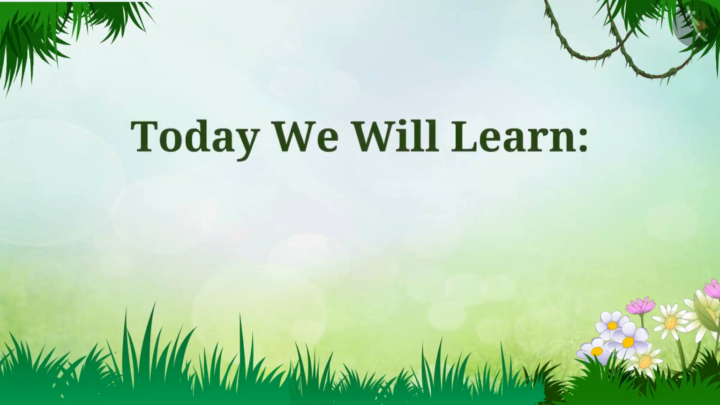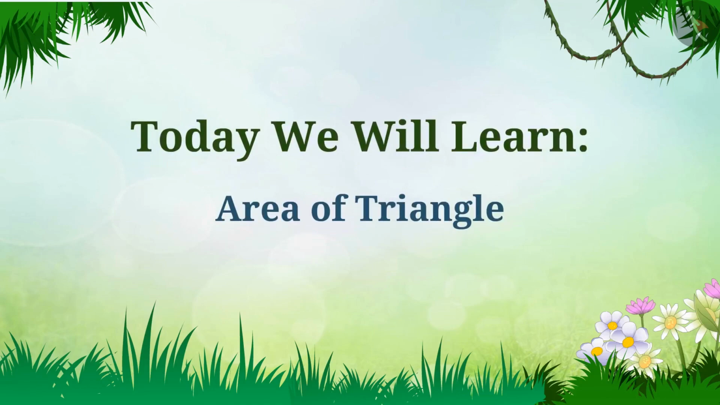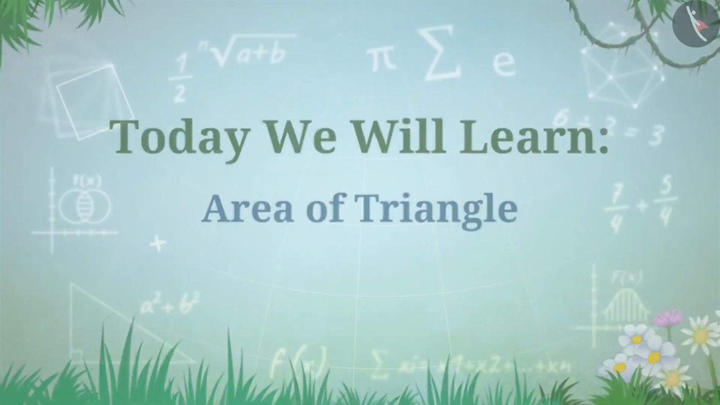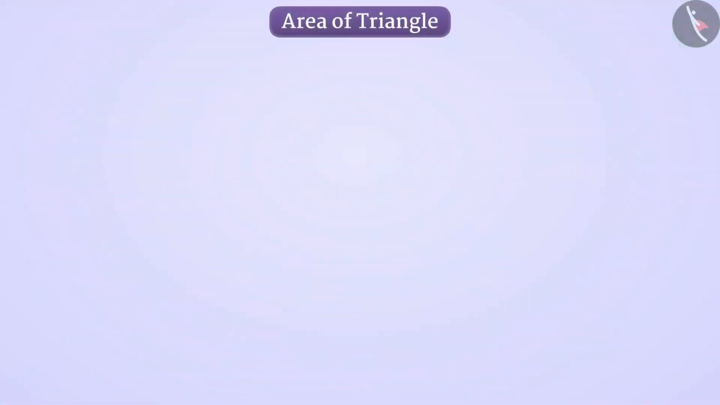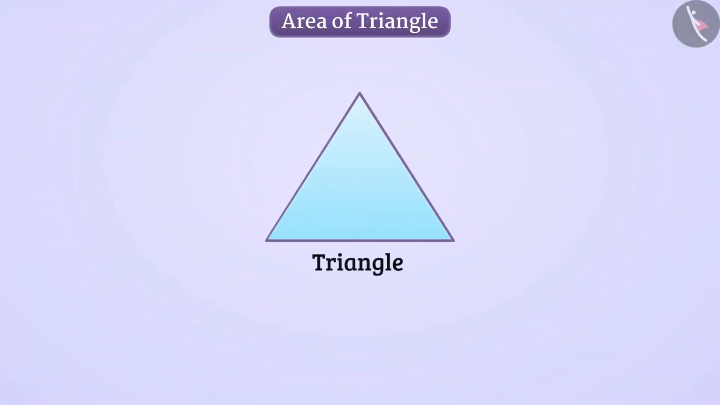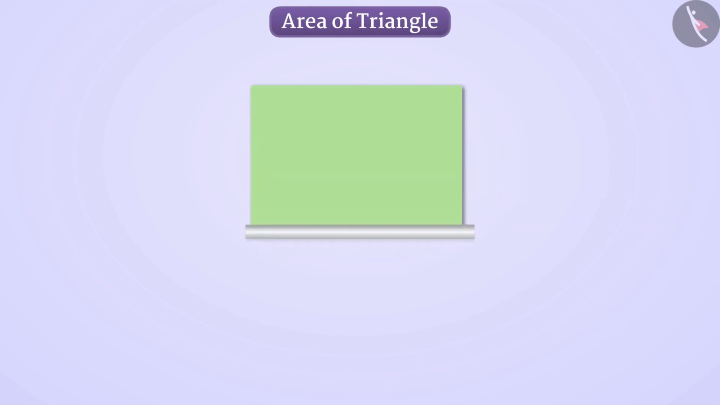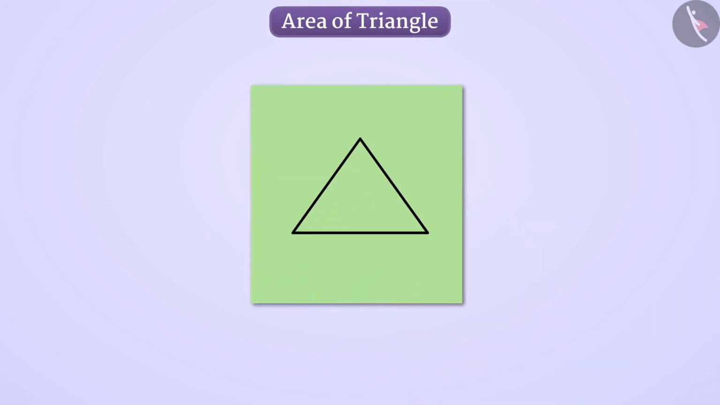Today we will learn about the area of triangle. A polygon made up of 3 sides is called a triangle. Let us understand the area of triangle with an interesting activity. Take a paper. Draw a triangle on it. We have drawn a triangle with sides 5 cm, 5 cm and 6 cm. Cut this triangle from paper.